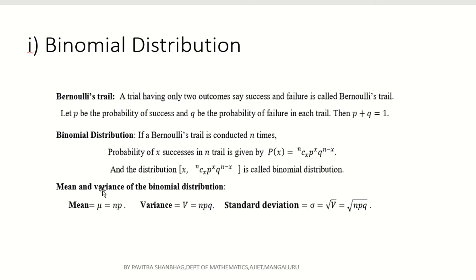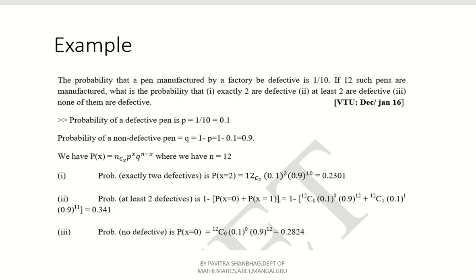Now what is the mean, variance and standard deviation of binomial distribution? Mean mu equal to np, variance v equal to npq, and standard deviation sigma equal to root npq. So you have to remember this definition from the previous chart. It is left to you. Problems are very simple. Now let us go problem by problem.